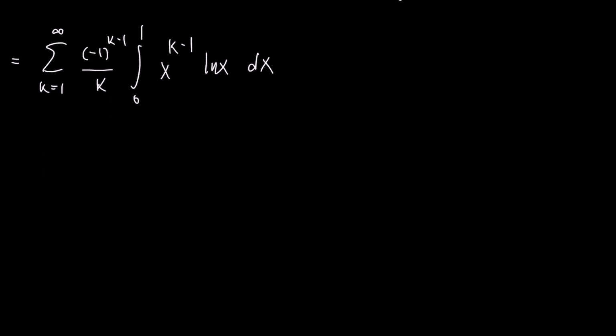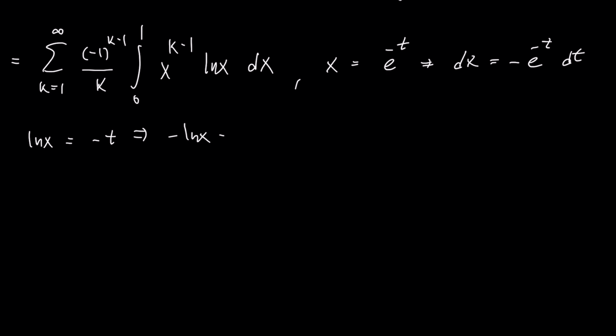And we'll make a substitution. We'll let x equal e to the minus t, which means that dx equals negative e to the minus t dt, which also means that the natural log of x equals negative t, and that negative ln x equals t. So the bounds will be t sub 1 will be positive infinity, and t sub 2 will be 0.